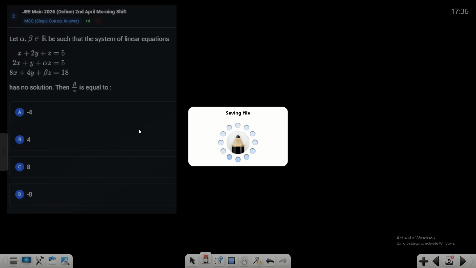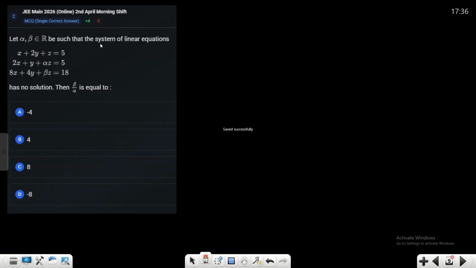Now the second question says, let alpha, beta belong to R such that the system of linear equations, these are the system, has no solution, then beta by alpha is equal to what? Now what we have to do, if I extract the coefficient of x, we'll get 1, which is alpha. Sorry, if you have alpha over here, then I'll change it as p. And here you have 2, so I'll write 2q, and this should be equal to 8. For no solution, these three planes have to be parallel, right? So p plus 2q is 8, and if I similarly do for y coefficients as well, it's going to be 2p plus q, and this should be equal to 4.